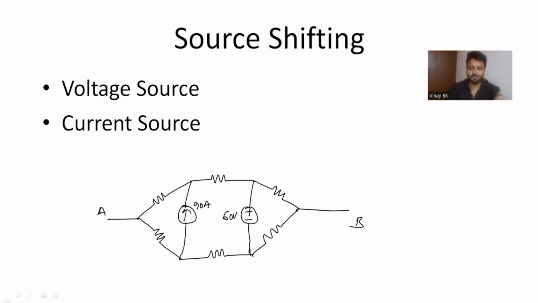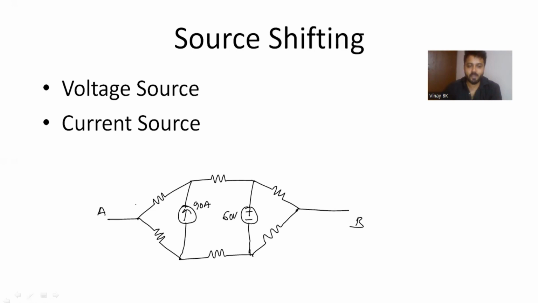In this type of circuit, you cannot do source transformation because there is no internal resistor connected in parallel to the 90 ampere current source. At the same time, there is no internal resistance connected in series with the 60 volt voltage source also. So in this type of case, what you have to do is shift the current source.